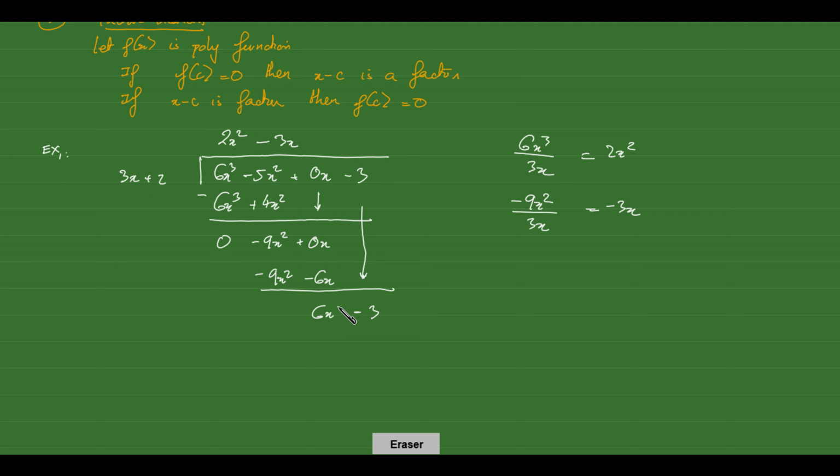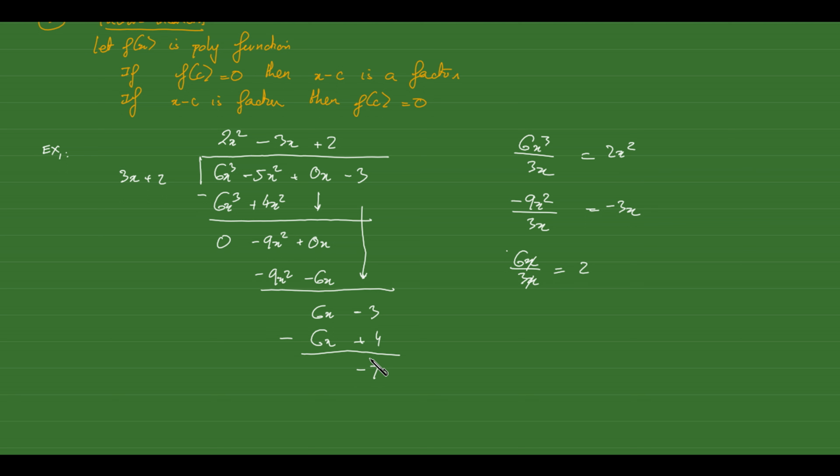Oh, this is negative 6x, I'm sorry. Now 6x divided by 3x will be 2, so it will be 2 over here. 2 times 3x is 6x, and 2 times 2 is 4. Do the subtraction, and that gives you negative 7. So the answer is negative 7.